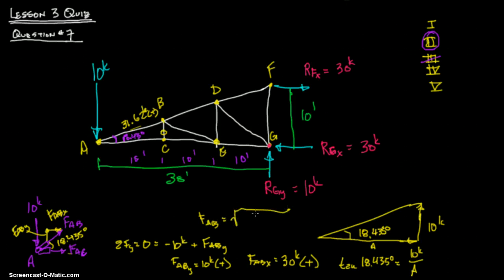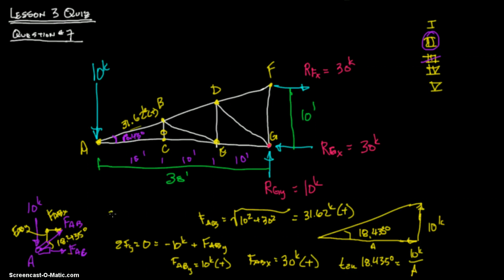Oh shoot, I'll just go ahead and do it. 10 squared plus 30 squared equals 31.62 kips in tension. Alright, and I'm going to go ahead and stop there. We now know that FAB equals FAC, so we can go ahead and assume that too.